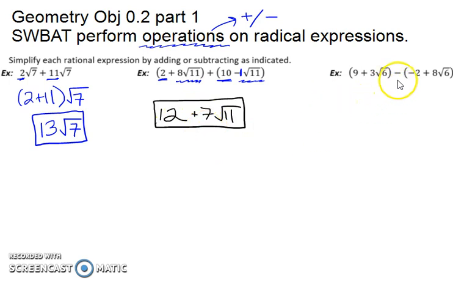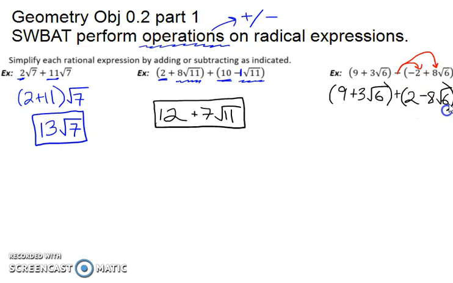The last example is a subtraction. Now you probably remember this from Algebra 1. In order to deal with this, you're going to want to distribute that subtract first to everything in the second set of parentheses. And then I'm going to rewrite this. After I do that, the first set of parentheses still says 9 plus 3 square root of 6. And then now we have plus negative 2 is positive 2. And then negative, when distributed to the positive 8 root 6, is minus 8 root 6.